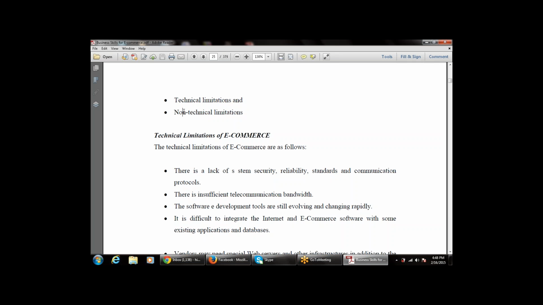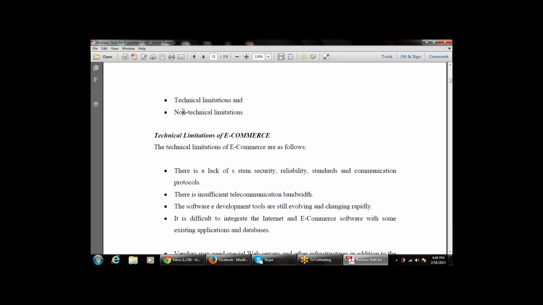Technical limitations include any problem in the hardware. Like security and reliability, there is a lack of security and reliability of a machine or a system. Non-technical limitations include any disadvantage in terms of software, application, vendors, service. So these are the various non-technical limitations. First of all, let's start with the technical limitations of e-commerce. These are the various technical limitations of e-commerce.